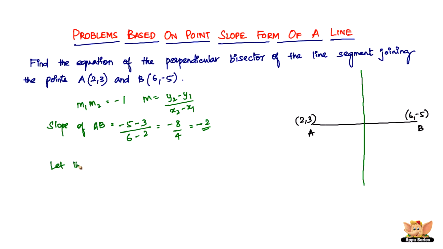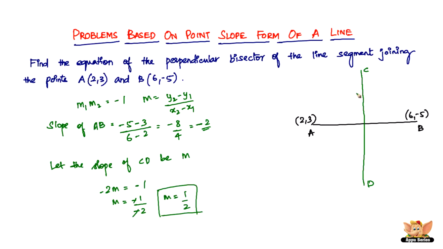Now let's name this line CD. CD is the line whose equation we're trying to find. Let the slope of CD be M. Now let's multiply the slope of AB and the slope of CD, because since they're perpendicular, the product of their slopes is equal to -1. So we have M times -2, so -2M equals -1, which is M equals -1 divided by -2. The minus gets cancelled, so we have M equals 1 by 2. So we found the slope of the green line, CD, which is 1 by 2. So one part is done.